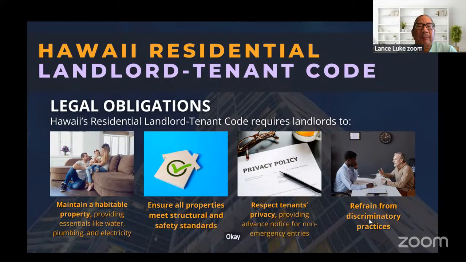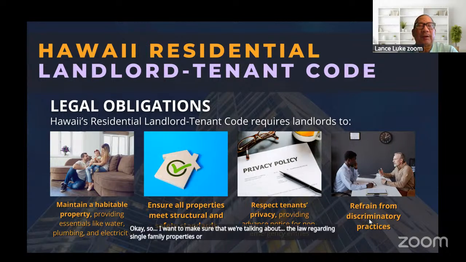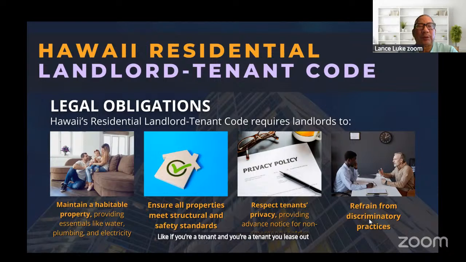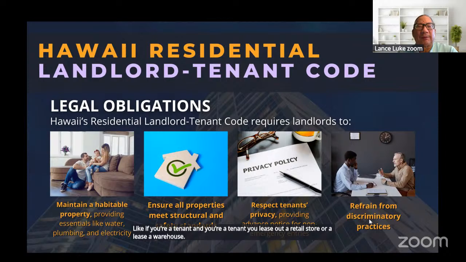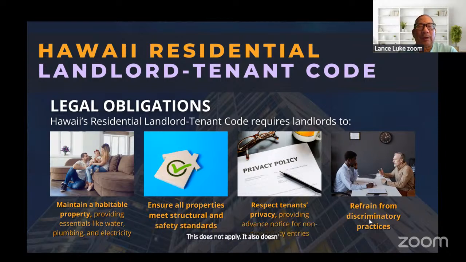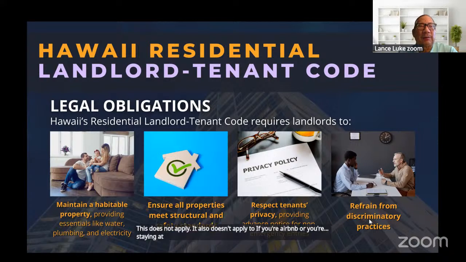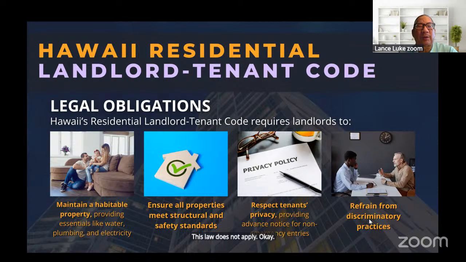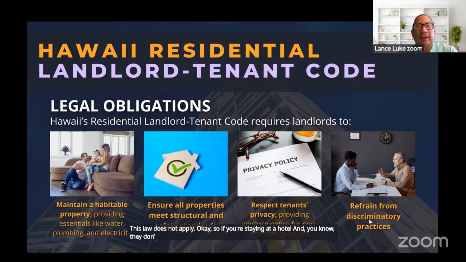Okay, so I want to make sure that we're talking about the law regarding single-family properties or duplexes or condominium or apartment units. This does not apply to commercial property. Like if you're a tenant and you lease out a retail store or a warehouse, this does not apply. It also doesn't apply to if you're Airbnb or you're staying at a hotel or resort condo on a vacation rental for less than 6 months. This law does not apply. Okay, so if you're staying at a hotel and they don't fix stuff or that, you cannot cite this law.